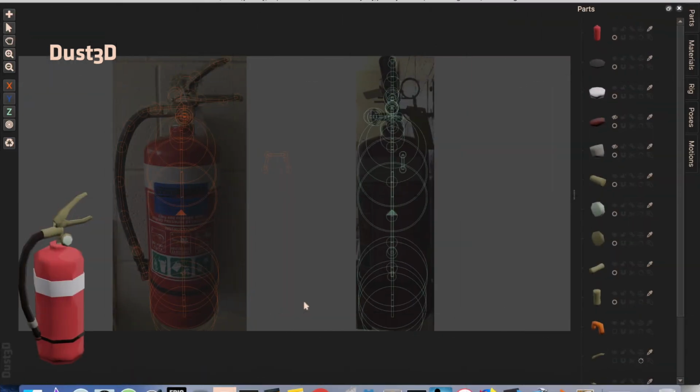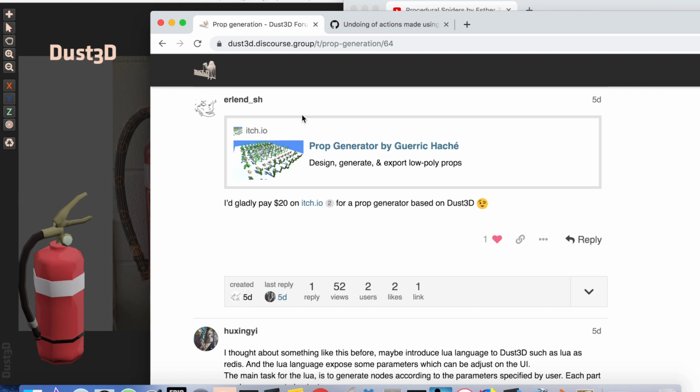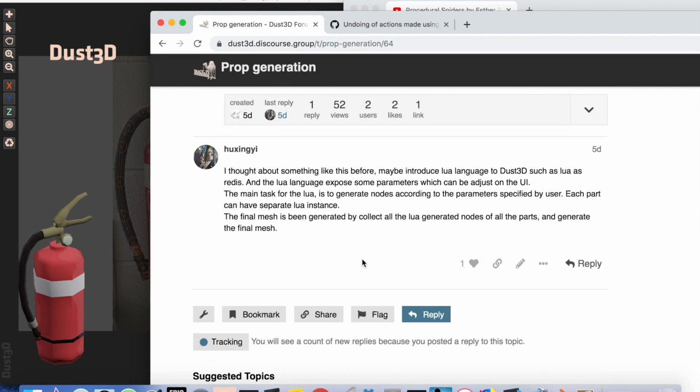Okay, let's see what happened during last week. Erlend suggests a procedural generator for our forum, and he would like to pay $20 for this feature. I guess this is the first paid work advertised. It's very exciting news, and I have had similar thoughts in my mind for several months.